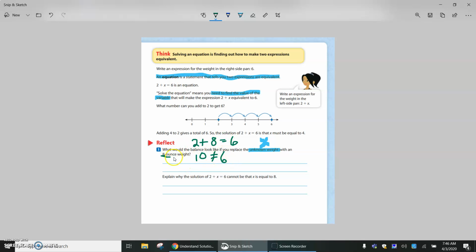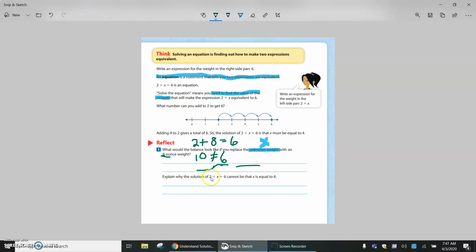So if I put in 8 right here for the x, it's going to make my balance not even. This side's going to be head down, falling below it. So my pan balance would look like this. This would be up here, and this one would be down here. They're not equal. One's way up here, and this one's way down here. They're not just at even like this. That's how you want it to look.